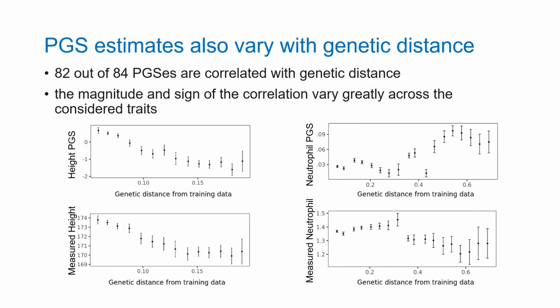This is the neutrophil count that I showed you before, and what you see here is that the neutrophil polygenic risk score goes up at some genetic distance, while the measured difference actually goes down. And this is again probably indicating the encoding of this Duffy SNP that has such an oversized role in the neutrophil count.